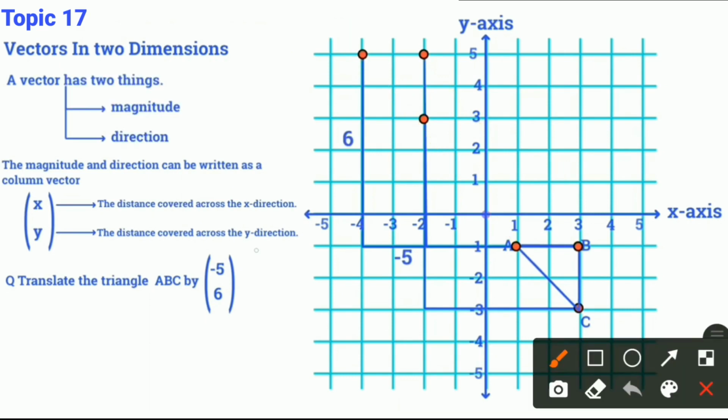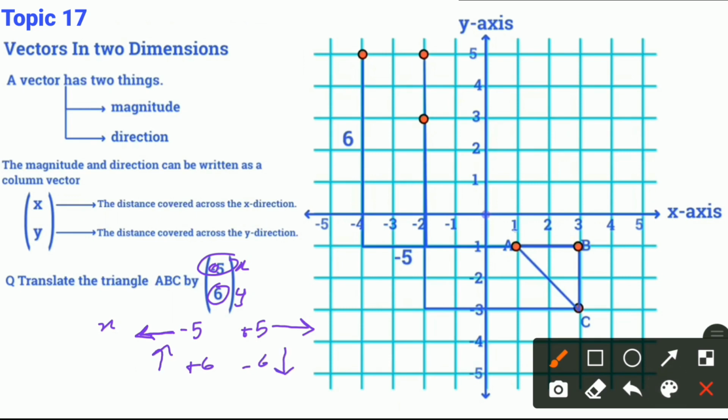The question says translate the triangle ABC by this column vector, but you need to see the sign. Let's say it says -5 on the x-axis, so we need to go left 5, and if it had said +5, then we would go right on the x-axis. If 6 is given in the y coordinate, positive 6 means we need to go up 6, and -6 means we need to go down 6.